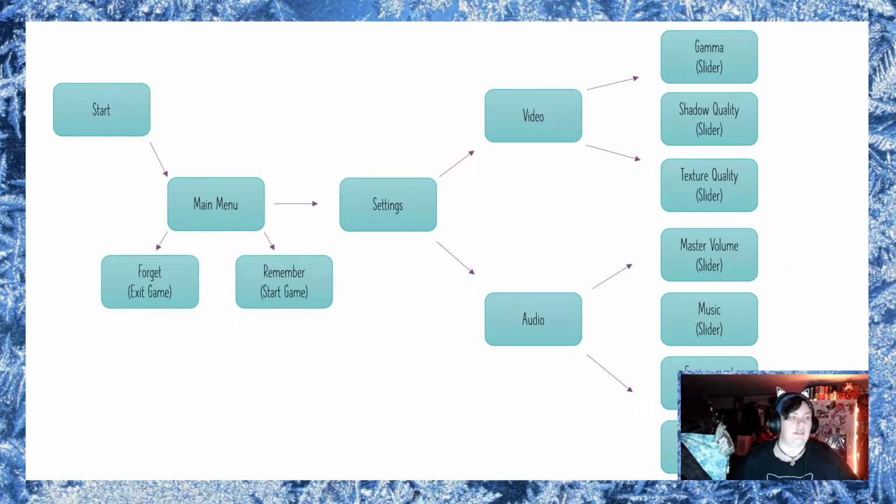So basically, you start the game, you get to the main menu. You can either exit the game, which is forget, or remember, which is start game, settings, video, audio, and then it moves into the video being the gamma, shadow, and texture sliders, and then the audio being the master volume, music, environment, and dialogue sliders. That is the basic principle of how this menu functions.